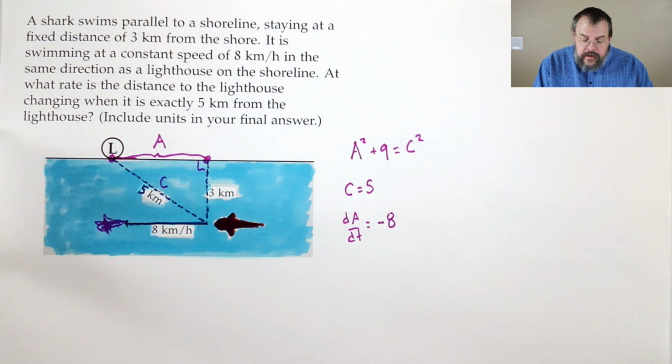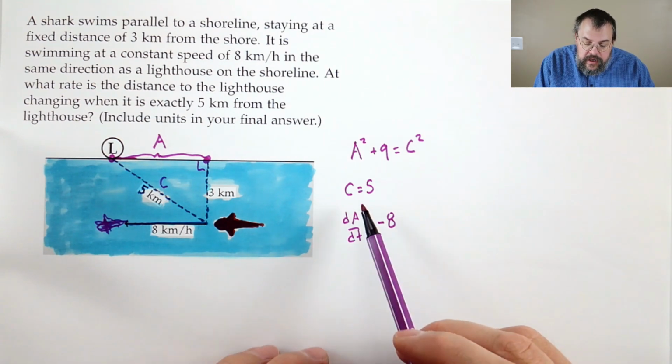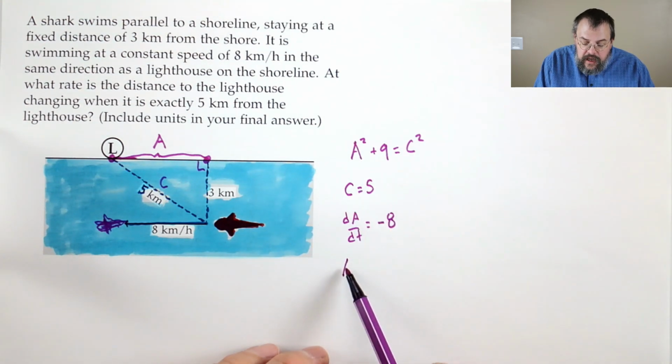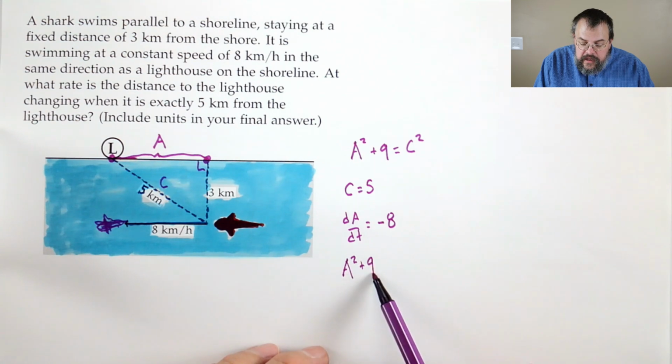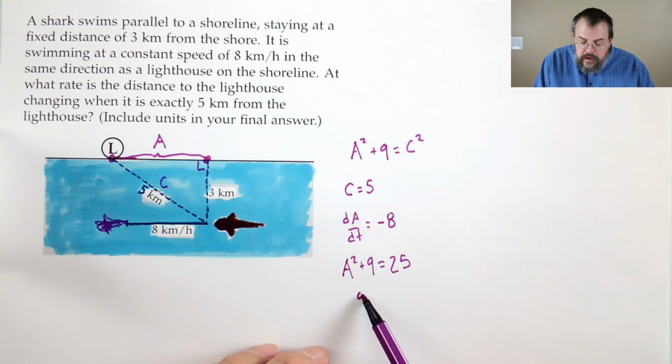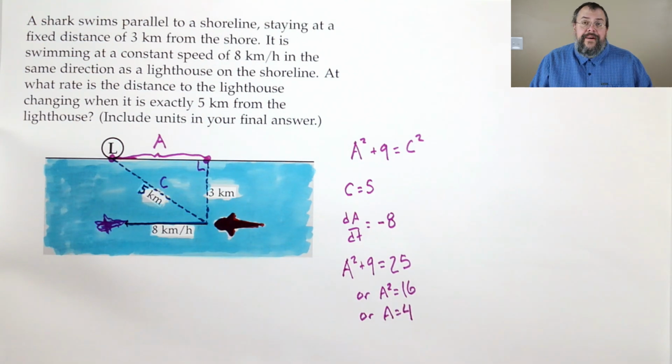All right. What else can we say? We can use the fact that a squared plus 9 equals c squared and c equals 5 to say a squared plus 9 has to equal 25. So a squared equals 16, or a equals 4. That means that at that particular moment, when we talk about related rates, we usually mean at that one moment, what's happening? That's what's going to tell us our situation.